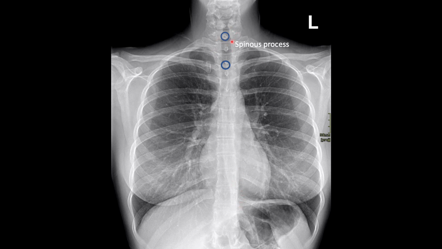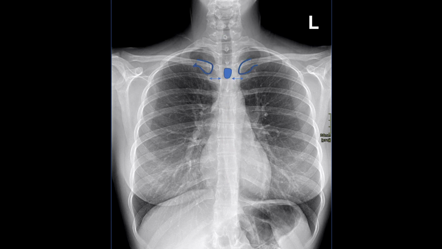And the spinous processes are these small, round, dense structures. So every vertebral body has its own spinous process, and you can see them sort of lining up like that along the midline in the thoracic spine.